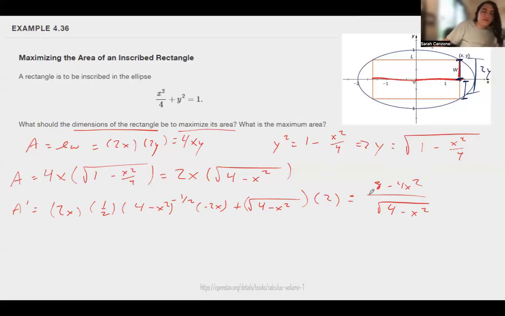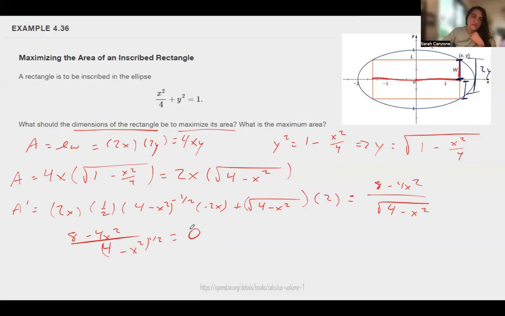Now that we have the derivative, what we can do is set it equal to 0 and solve. So what we know is that (8 minus 4x squared) over 4 times the square root of 4 minus x squared, raised to the 1/2 power, equals 0. All right, and we can go ahead and solve this.